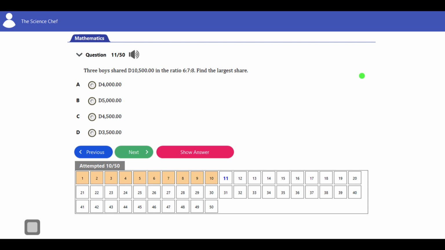Question 11. We're told that 3 boys shared $10,500 in the ratio 6 to 7 to 8, and they were asked to find the largest share, right? This question is on ratio and proportions. When you have questions like this, the first thing you are meant to do is to find the sum of the ratio, which in this case is 6 plus 7 plus 8, and that gives us 21, right?